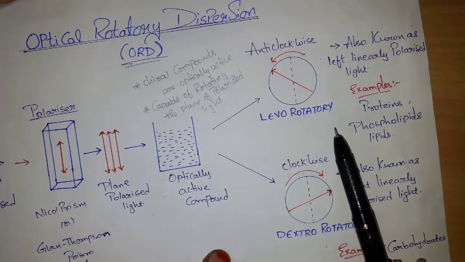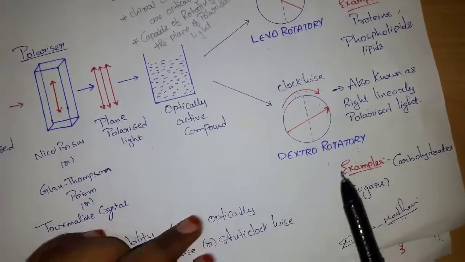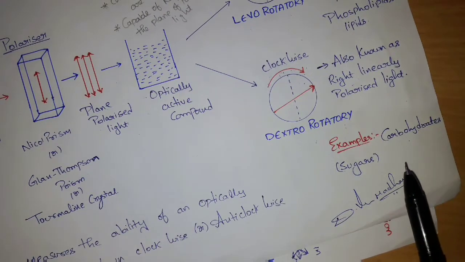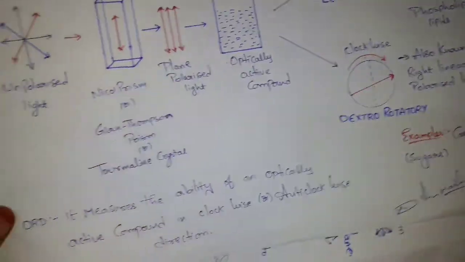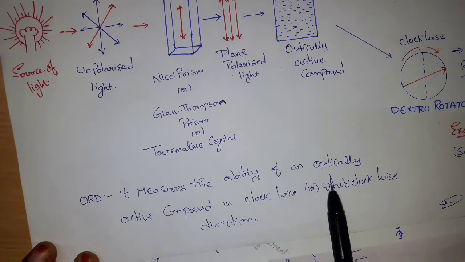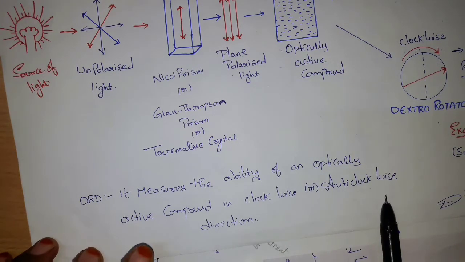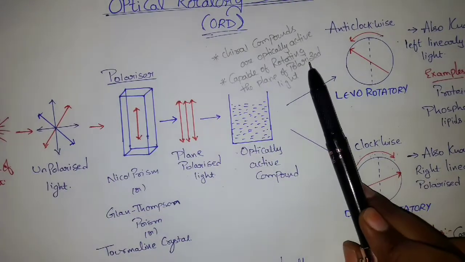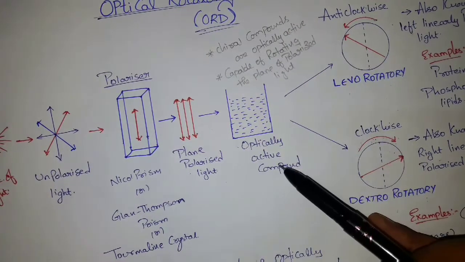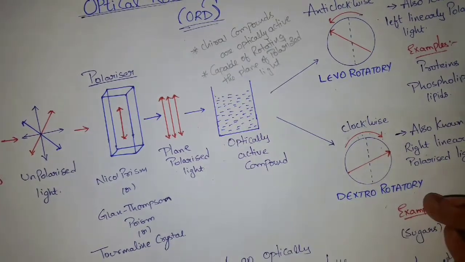The examples for levorotatory compounds are proteins, phospholipids, lipids, etc. And the examples for dextrorotatory are carbohydrates like glucose, fructose, sucrose. So the main definition of optical rotatory dispersion is that it measures whether an optically active compound rotates clockwise or anti-clockwise. So ORD tells whether the optically active compound is levorotatory or dextrorotatory. So this is the process of ORD.